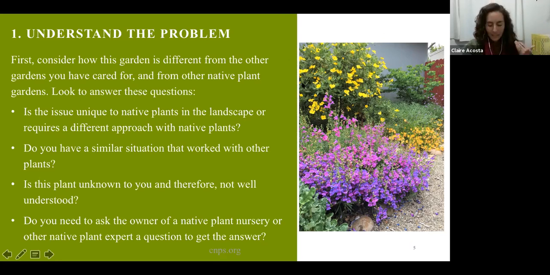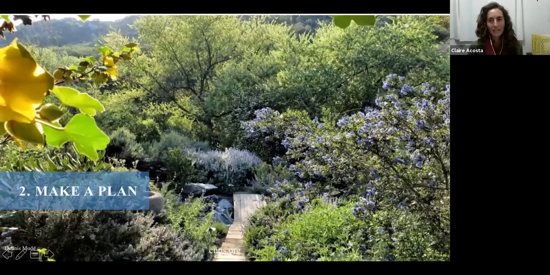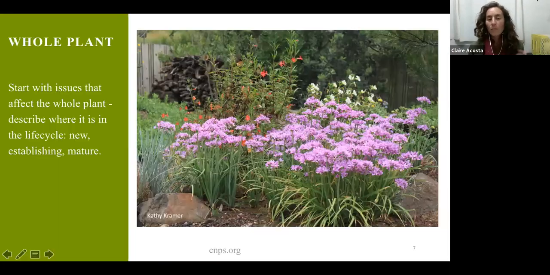And second is making the plan. We talked about this in lesson 6, and I'm just going to review it quickly. This is more about pest issues, but it works for anything, which is describing the issue. When you're making your plan, you want to go through it pretty methodically and go through the whole plant. So start with issues that affect the whole plant, right?